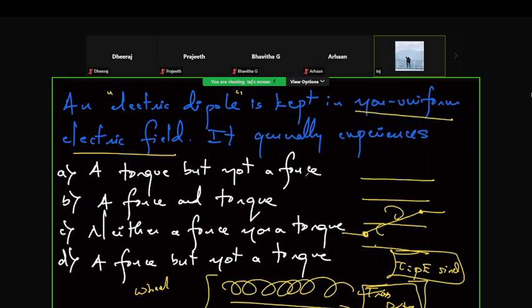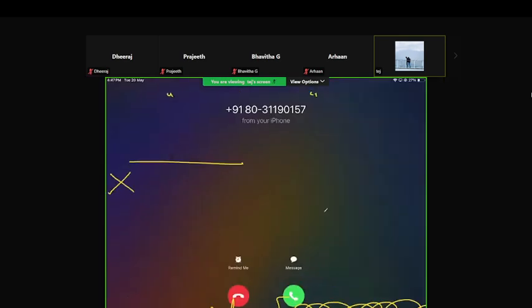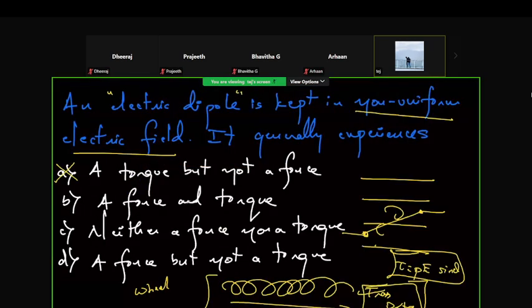If it is only torque, it means uniform. So option A is wrong. A torque but not a force, in the sense it is also moving, which means some kind of force has to be there. Option B says a force and a torque. Option C says neither a force nor a torque. Guys, common sense, something is being felt. So C also can't be the option.